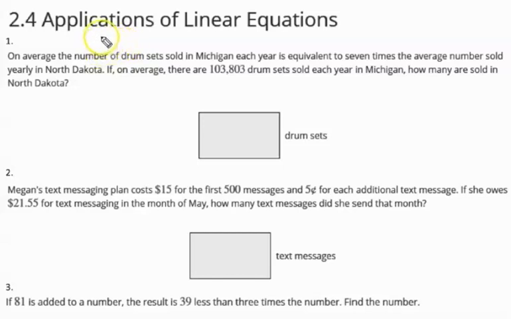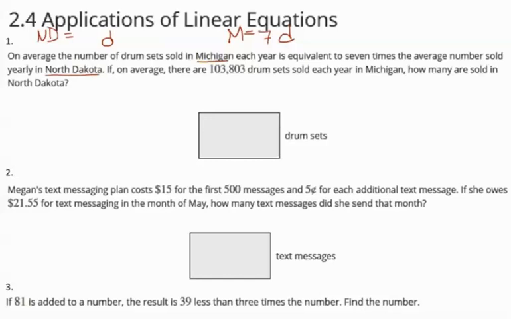We want to find out the number of drums that were sold in Michigan and the number of drums that were sold in North Dakota. So let's put North Dakota in terms of D and Michigan in terms of D. Let me pause and have you work on that.